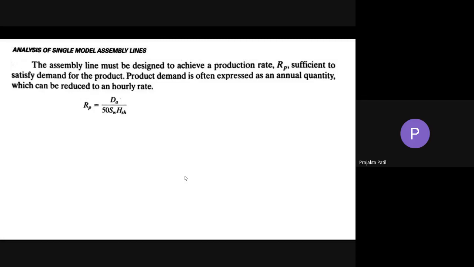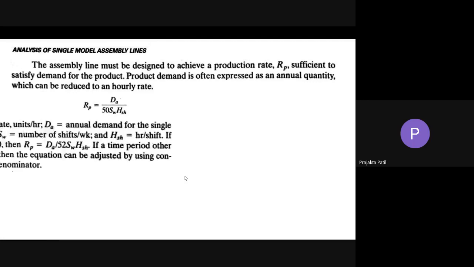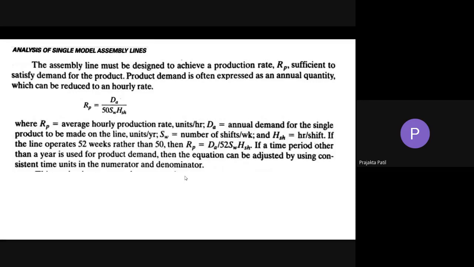So suppose you assume that the plant is going to operate for 50 weeks per year, then the required hourly rate is given by Rp = Da / (50 × Sw × Hsh). Suppose they say that the assembly line has to operate for 100 weeks per year, then instead of 50 we will be using the number 100. So the number in the denominator depends upon the decision of the management as to how long that particular assembly line is going to work.